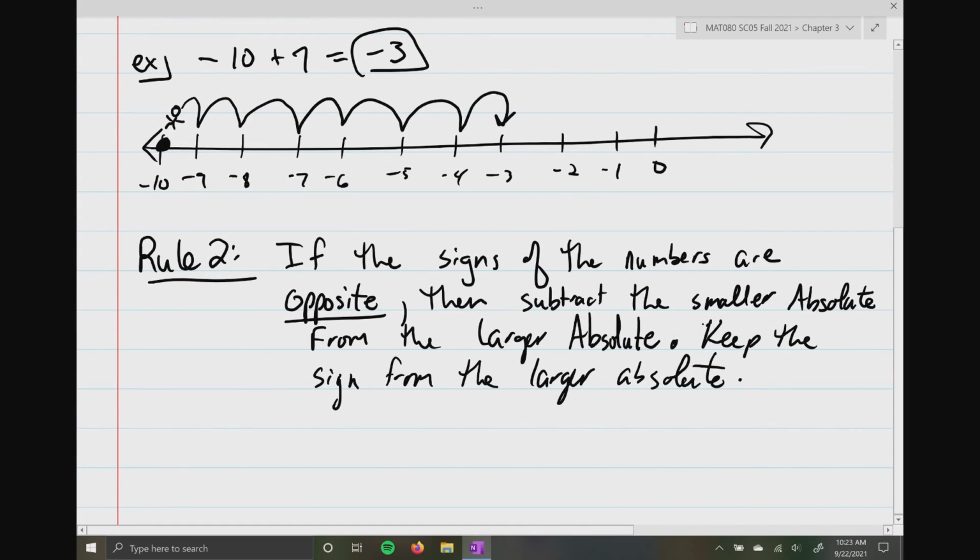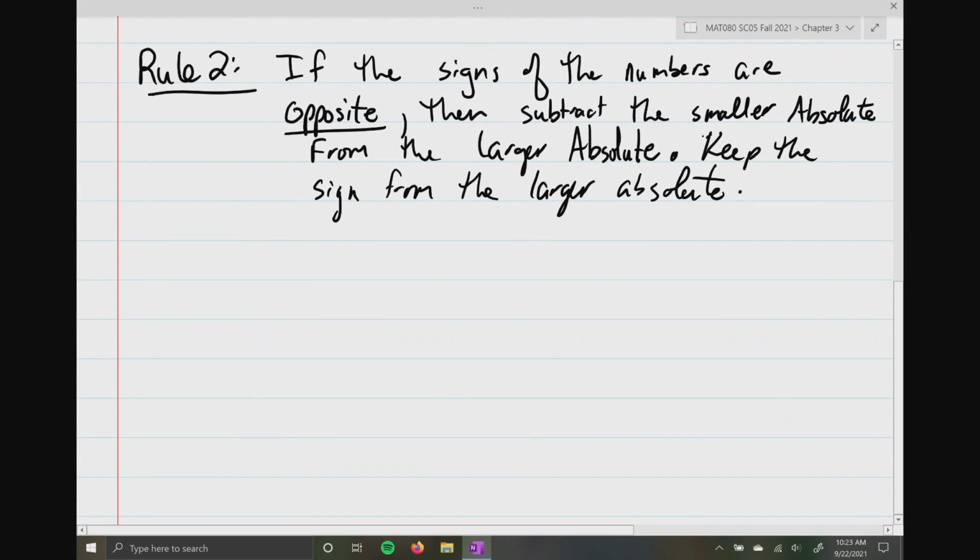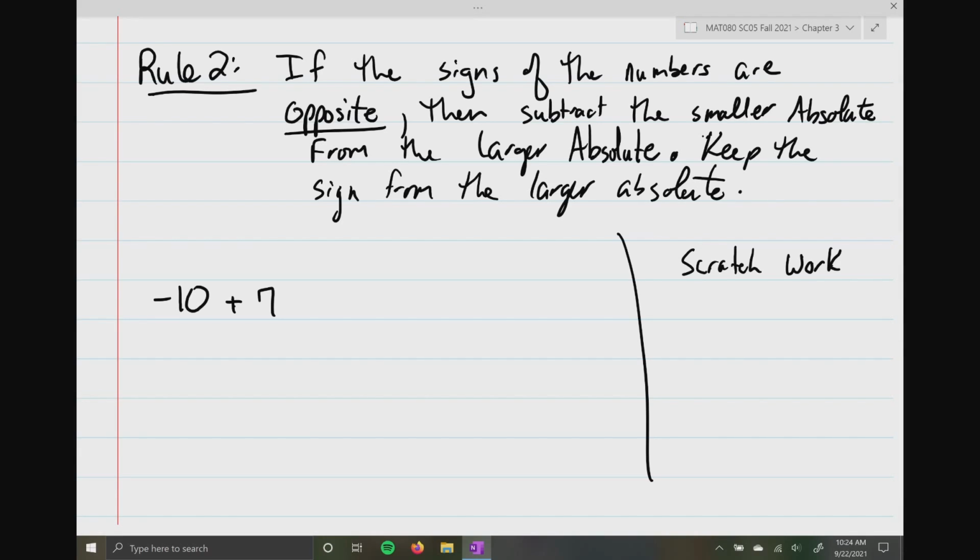All right. So I'm going to scroll up here. I'll still have the rule on the top of the screen. But I'm going to do that previous example again. Negative 10 plus 7. Okay? And once you get good at this, you're not going to do all these little minute steps that I'm going to be writing out. I'm just going to show you how it works. So first thing I need to establish, are the signs opposite? Well, the 10 is negative, the 7 is positive, so yes, they are opposite.